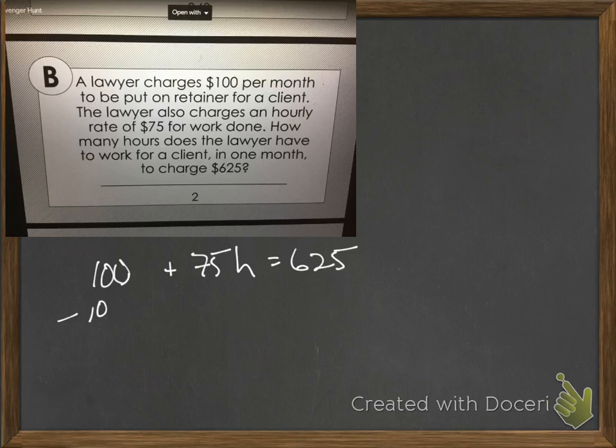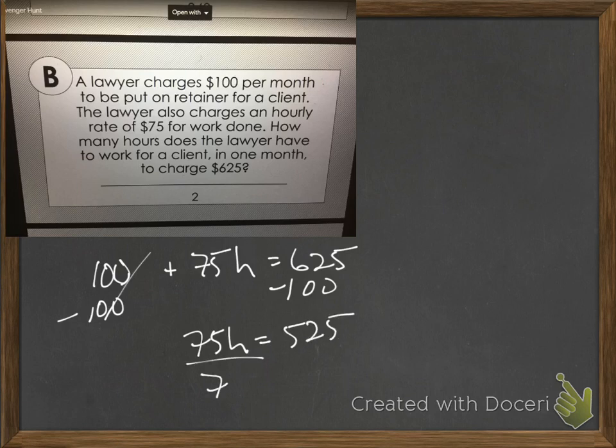Well, I'm going to take away my $100 one-time fee. And that means he's working $75 an hour for $525. Divide that by my 75. So 525 divided by 75. So it would give me 7 hours.